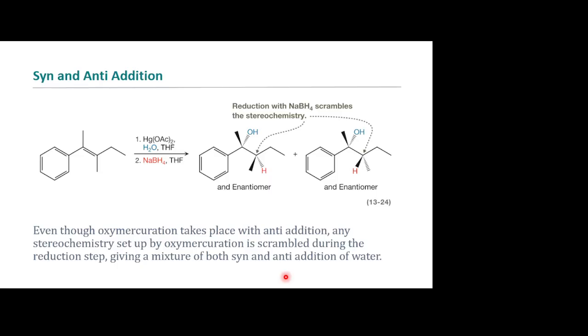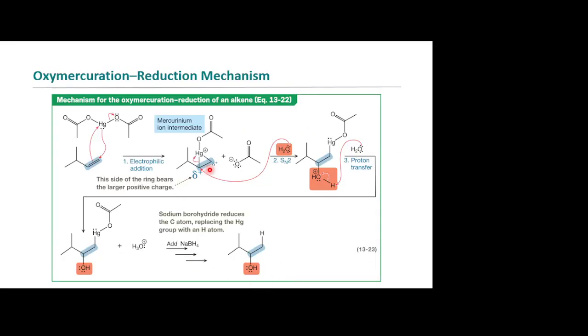Okay. And so even though the oxymercuration takes place with anti-addition, any stereochemistry set up by the oxymercuration is going to be scrambled during the reduction step. This is going to give you a mixture of both the syn and anti-additions of that water. So yes, it maintains it up to here. But once we get to this next step, we have a single bond, right? And so this can freely flip back and forth. Okay, so this is going to end up scrambling those because we don't maintain that through the entire thing.